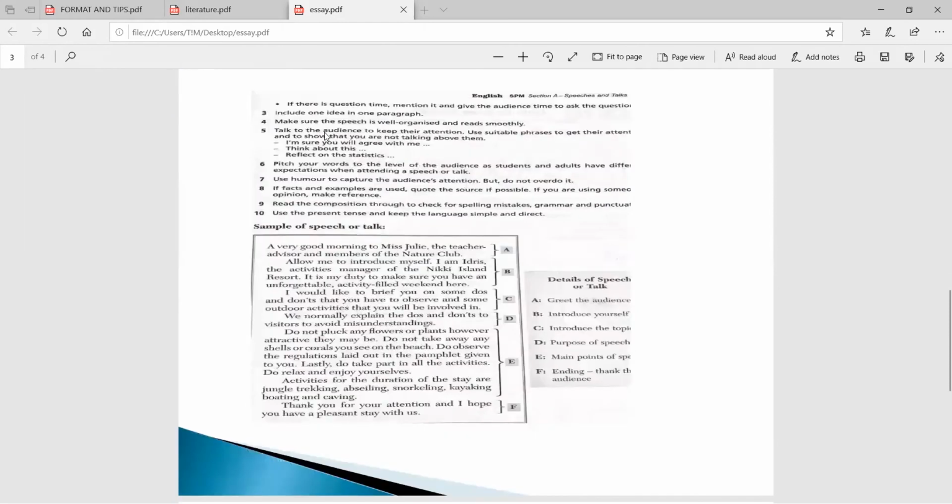All right. So you can also look here, right? They have mentioned that you talk to your audience to keep their attention, use suitable phrases to get their attention, to show that you are not talking above them. Like, you are just talking merely without grabbing their attention, right? So use the correct words. Pitch your words to the level of the audience, as students and adults have different expectations when attending a speech or talk. Yes.